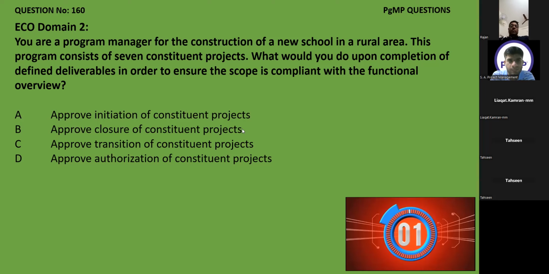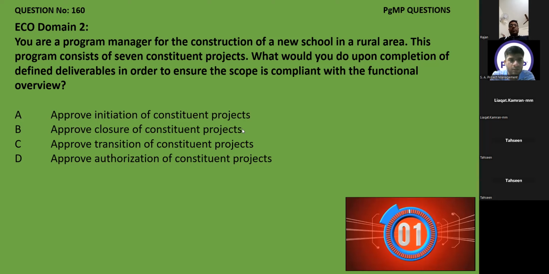This should not be a valid point, because it is telling about initiation of constituent project. Approve closure of the constituent projects can be the right answer, because once deliverables are done, we will go for the closure, and that will define the functional overviews.